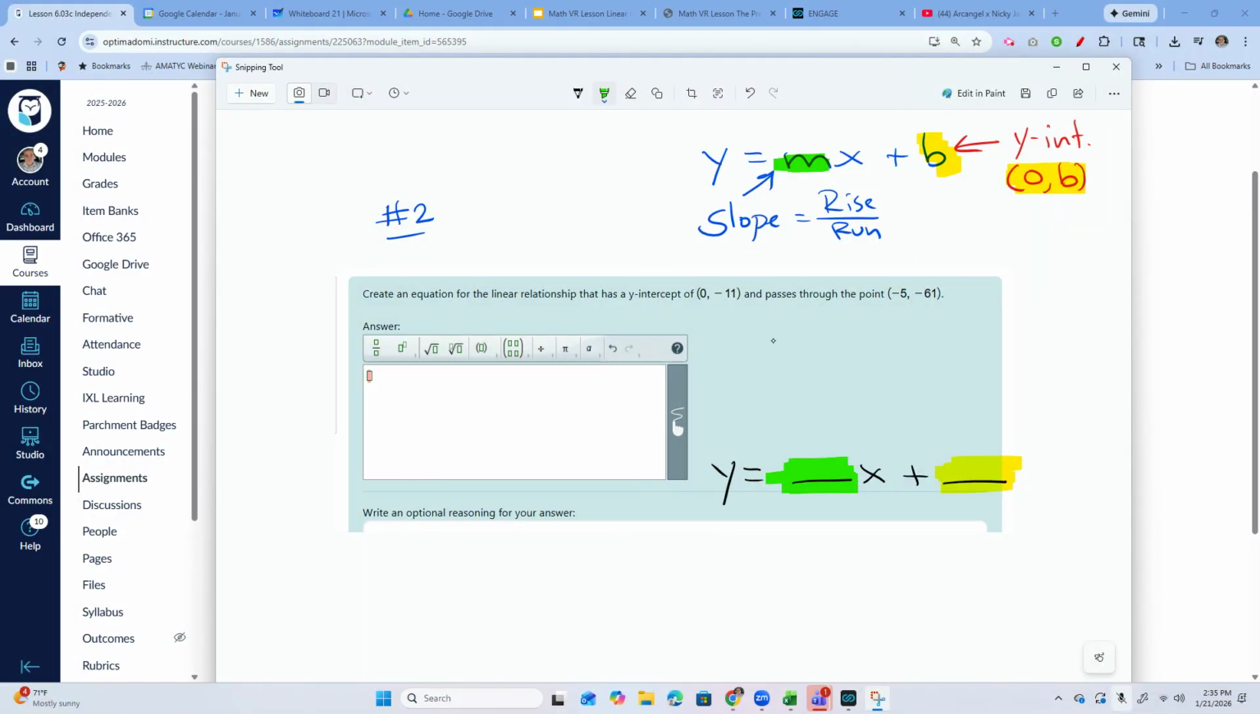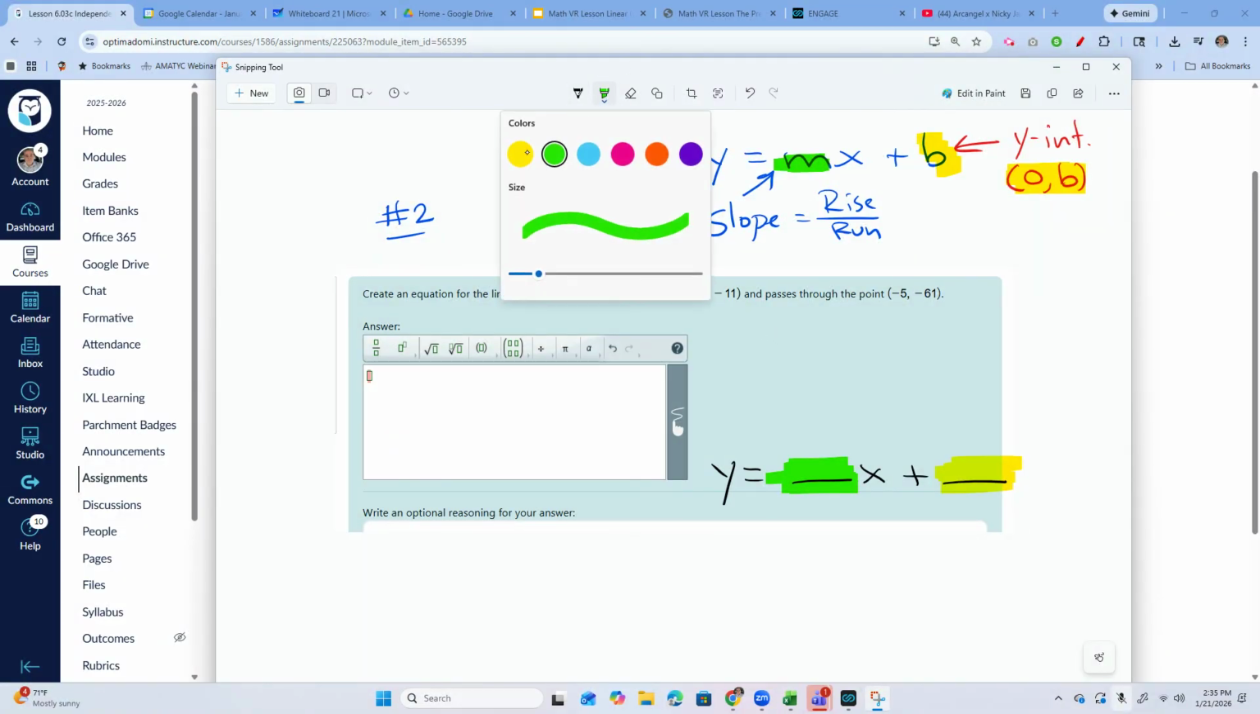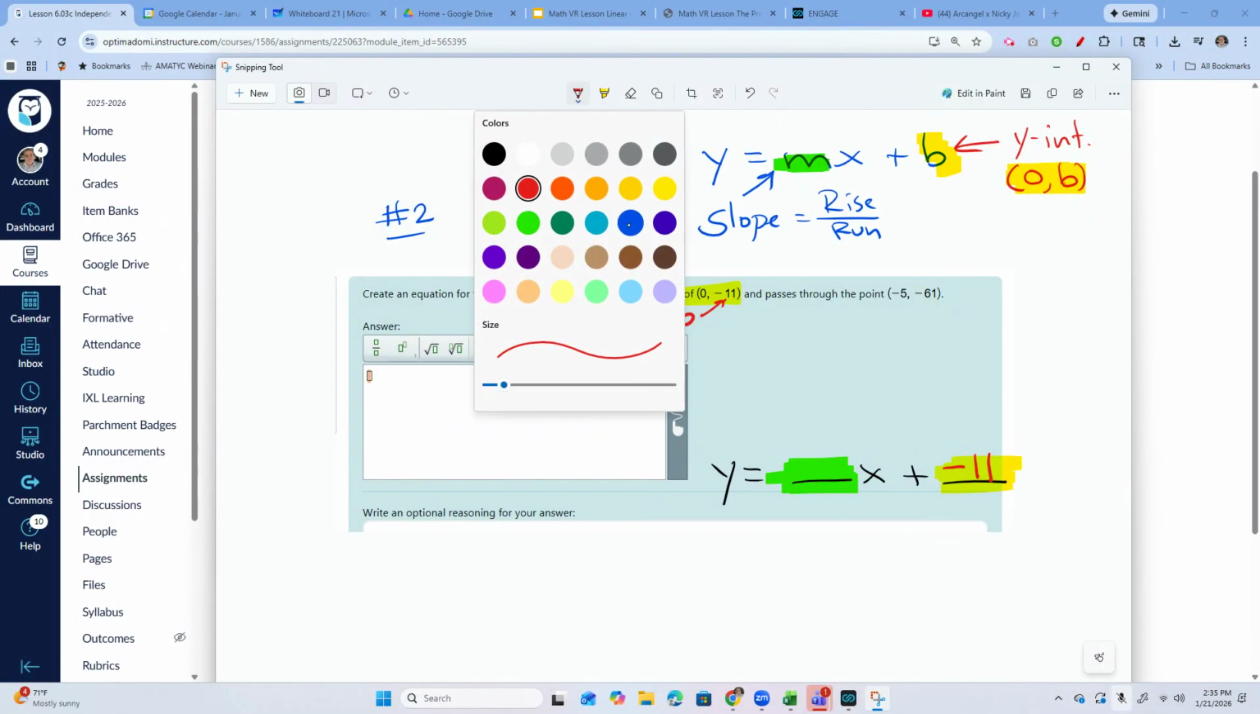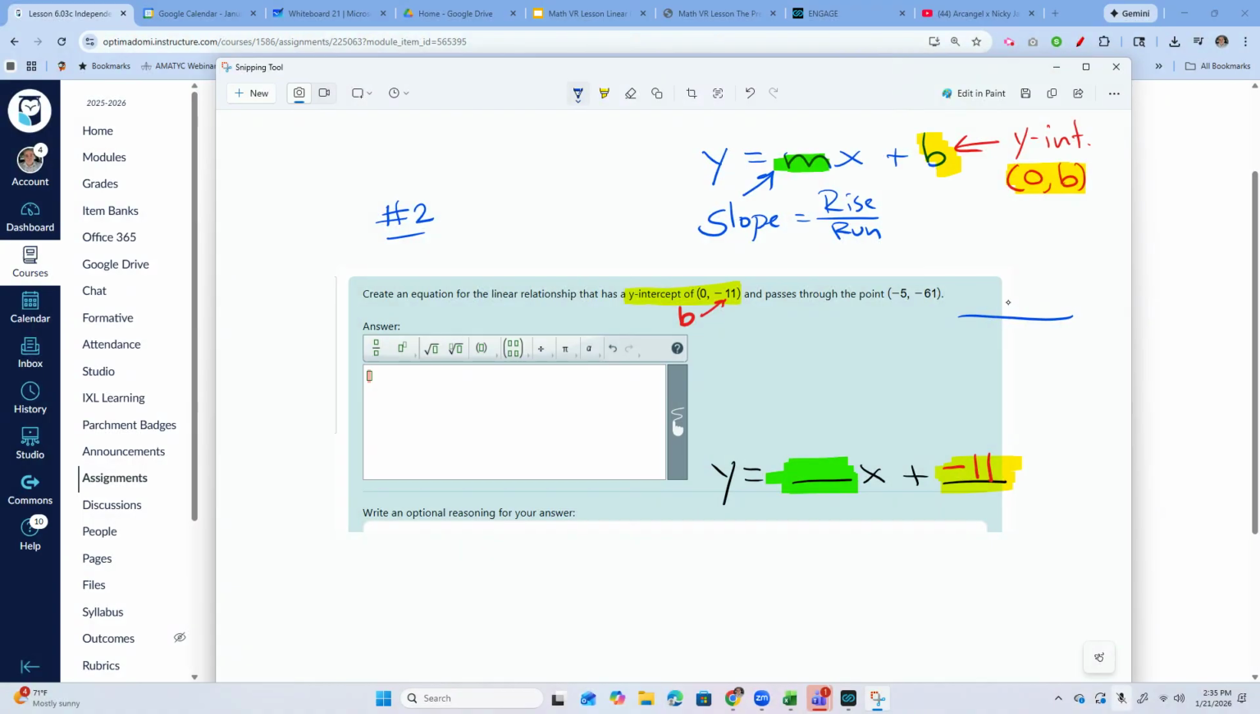So they gave us a word description. When you start reading, right away you can see they gave us the y-intercept. So the number inside the parentheses after the comma, okay, the negative 11, that's going to be my b. That's what I'm going to put right here. Okay, and I'm going to now find my m, my slope. How? I'm going to make a table, x and y, with 2 rows, and I'm going to put the 2 points, the 2 sets of parentheses. The first parenthesis, 0, negative 11. The second parenthesis, negative 5, negative 61.